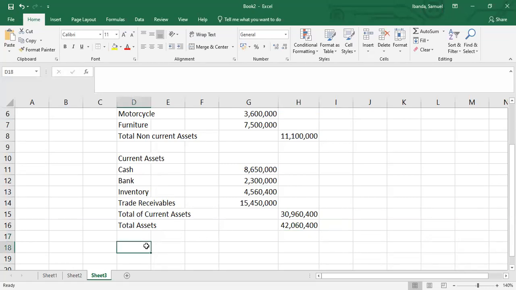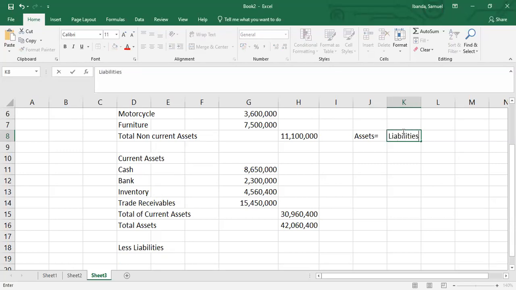After that, since this is a statement of affairs, what I'll move to is my current liabilities, or which I'll call less liabilities. Remember, we are determining our capital, and we are picking it from the accounting equation. The accounting equation says that assets should equal capital plus liabilities. So if I want to determine my capital, I can just take liabilities to the other side. So I'll have assets less liabilities. That is what I'll basically do.